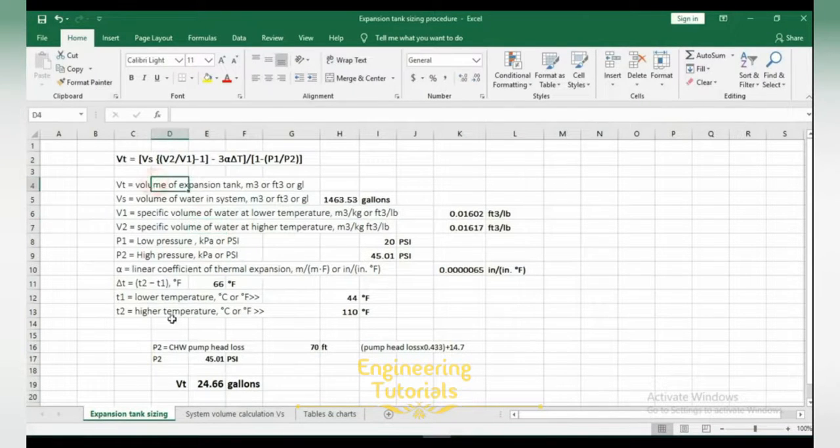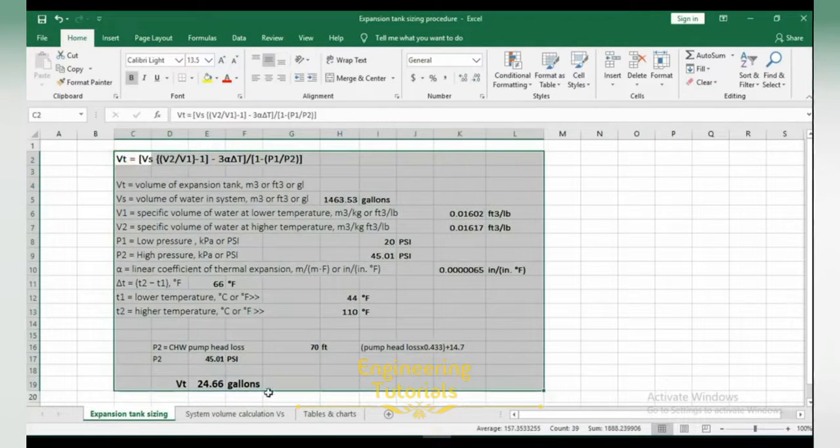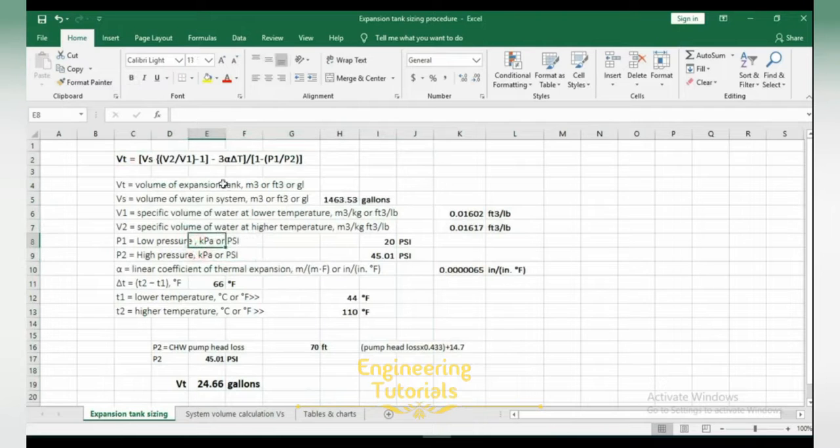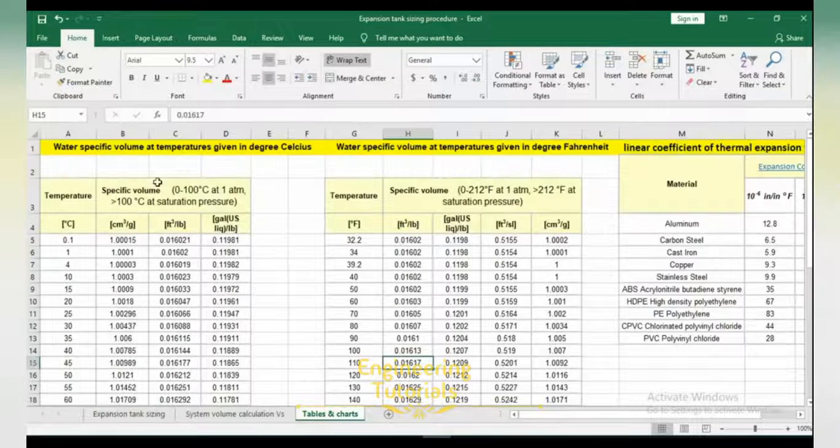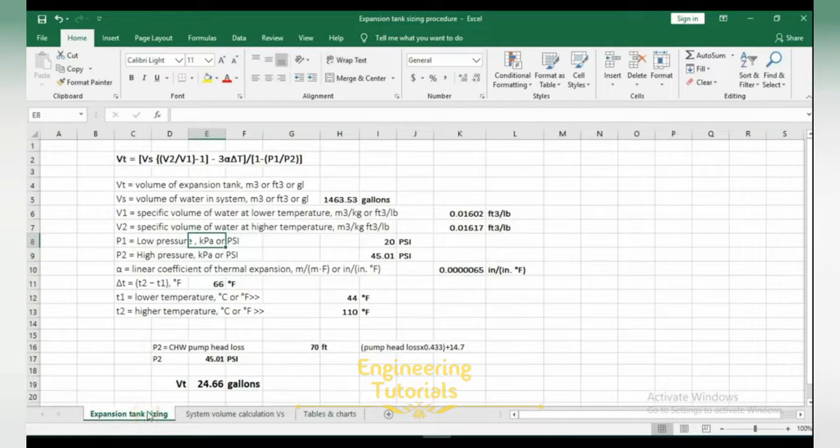I have made this Excel sheet. First of all, we have this sheet that is related to the expansion tank sizing formula. The second one is related to system volume calculation, and the third one I have prepared for different charts and tables we are going to use during our calculations. So let's start this expansion tank sizing.